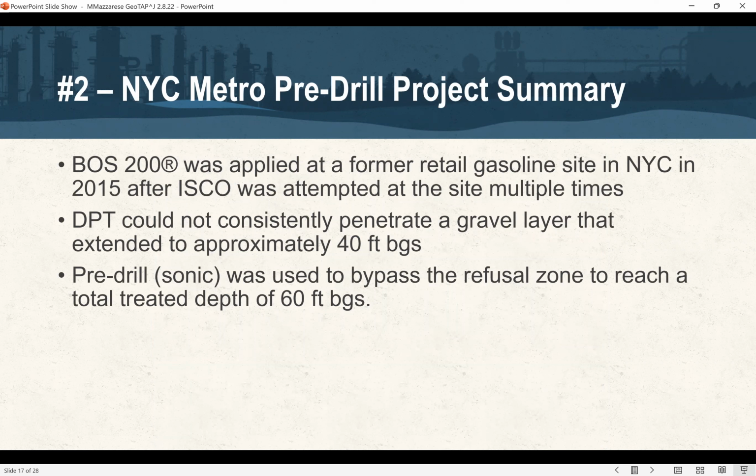Second site, so this is another northeast site. This is in Brooklyn, New York City, and it's a former retail gas site. We applied this GeoTAP technique after ISCO was attempted multiple times, and direct push just couldn't consistently penetrate this gravel layer that extended down to about 40 feet. So a sonic unit was brought out to bypass that refusal zone. The bentonite was backfilled, and then we came back with direct push, just like on the other site.